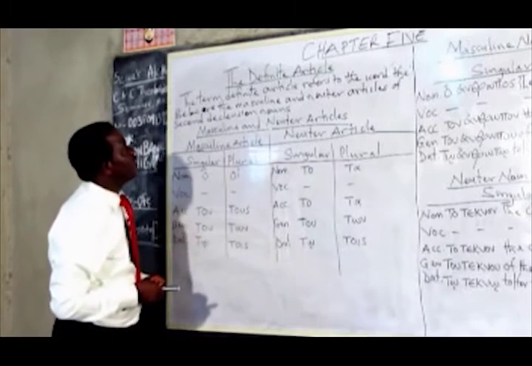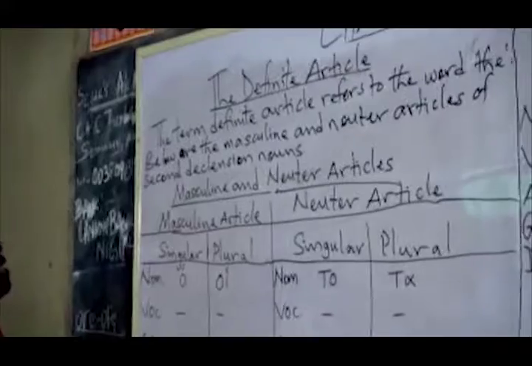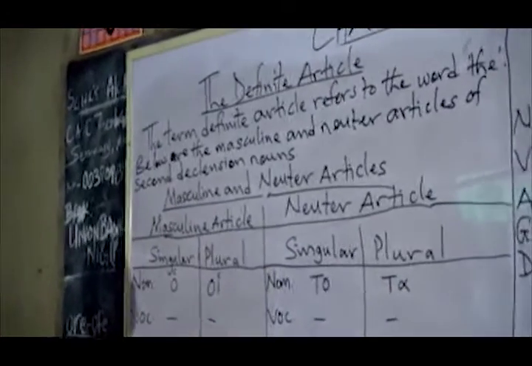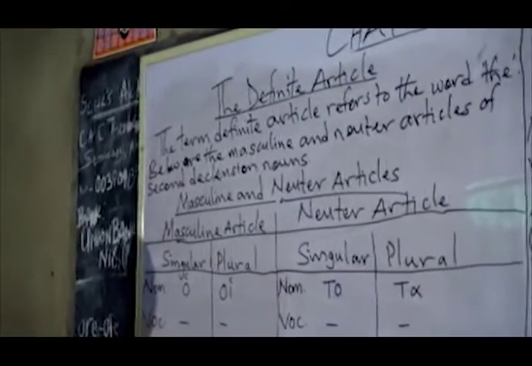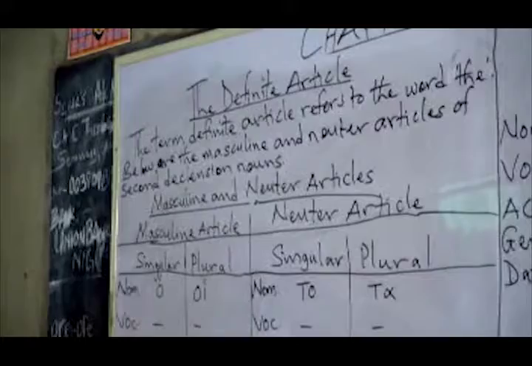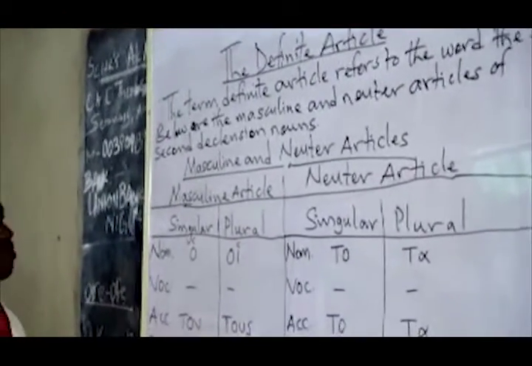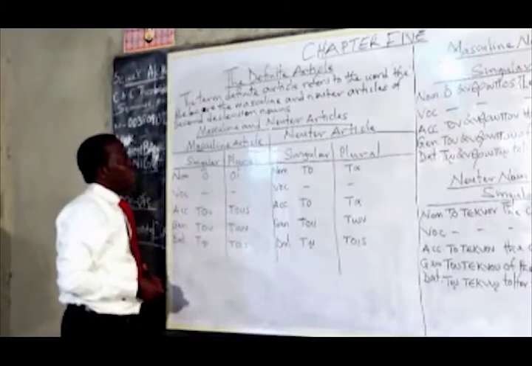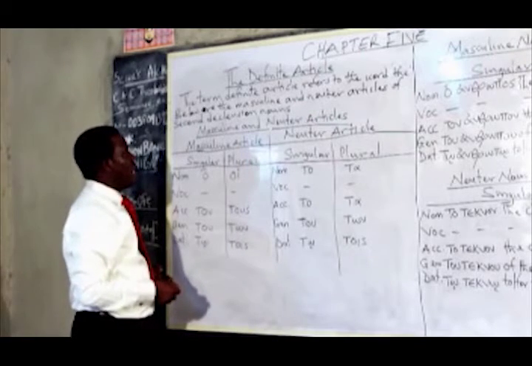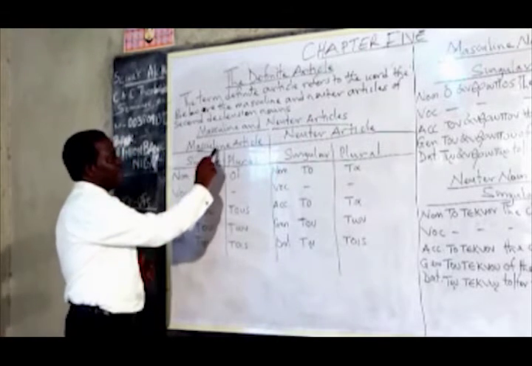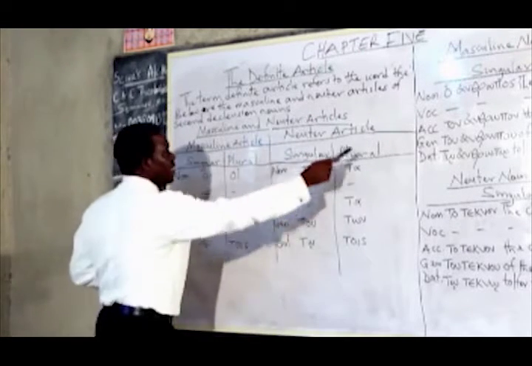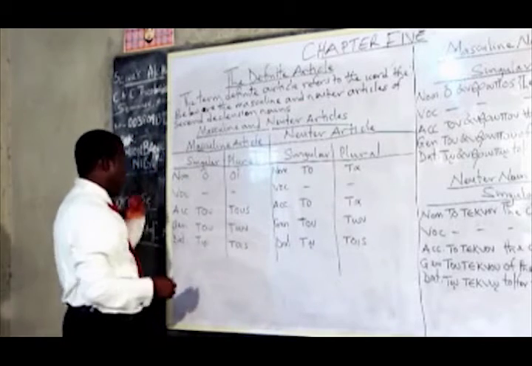The definite article. The term definite article refers to the word "the." Below are masculine and neuter articles of the second declension nouns. Look at the masculine article and then the neuter article, singular and plural.